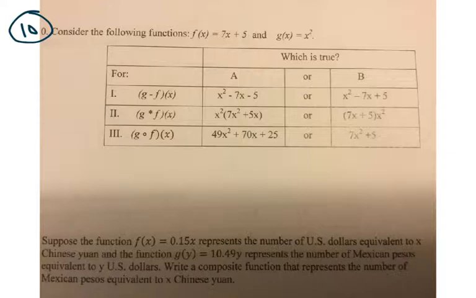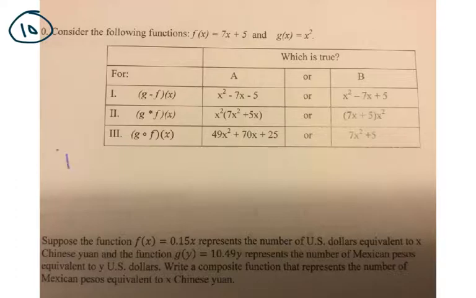In problem number 10, it says, consider the following functions. f of x is equal to 7x plus 5, and g of x is equal to x squared. We want to determine which answer is true. The reason that there is a problem on the test formatted in this way is because there were problems on the PARCC tests that were also like this.